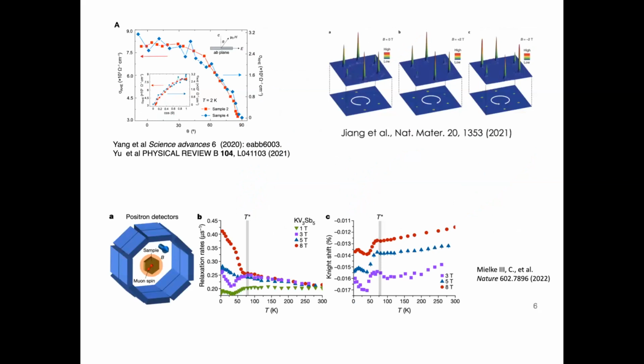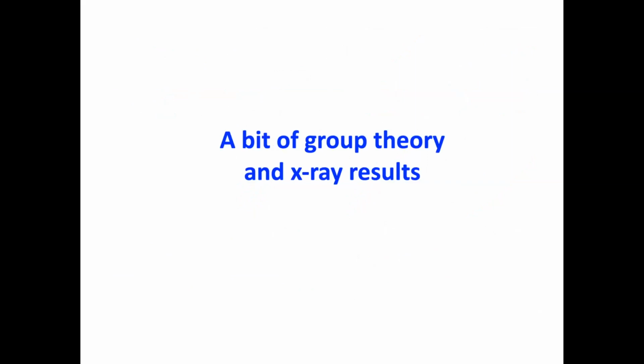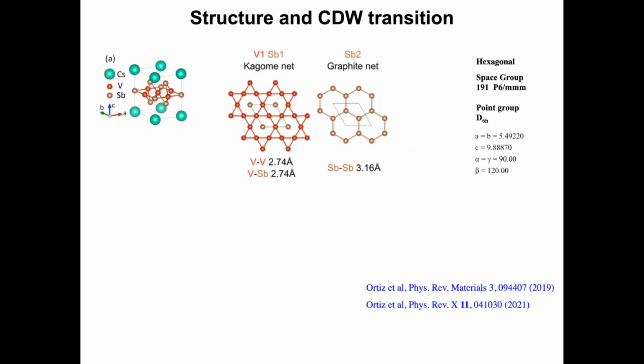Then there were various claims on broken time reversal symmetry. So this is a surface probe. It's an STM, and the data has not been reproduced. And this we heard yesterday in glorious detail. So let me tell what we know about this material from the point of view of just general group theory and X-ray refinement.